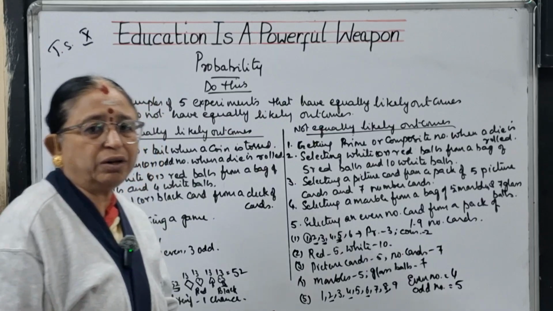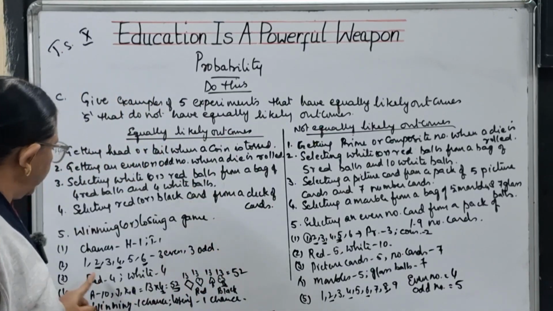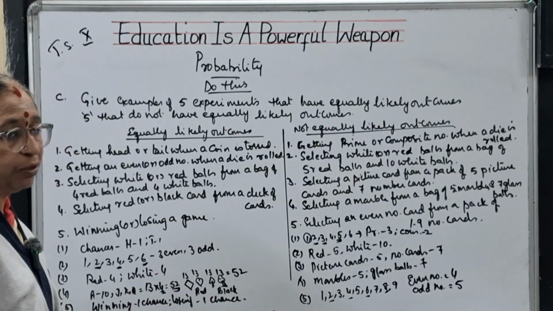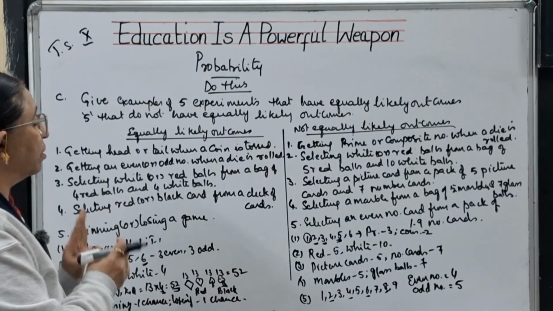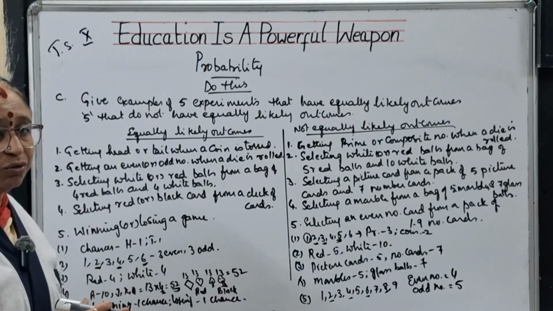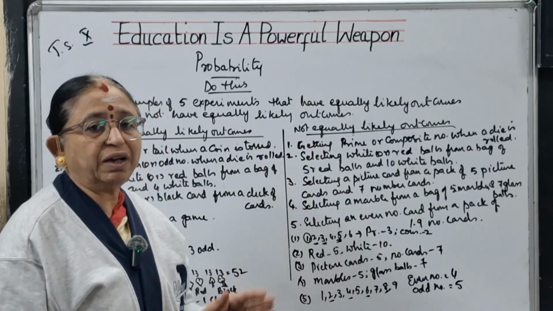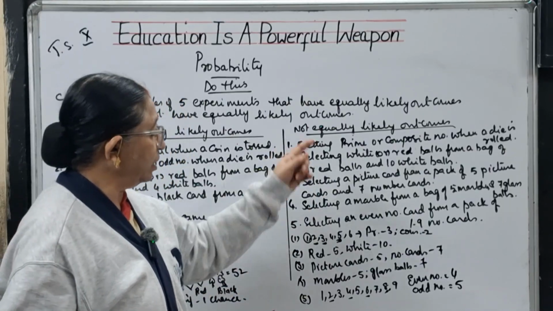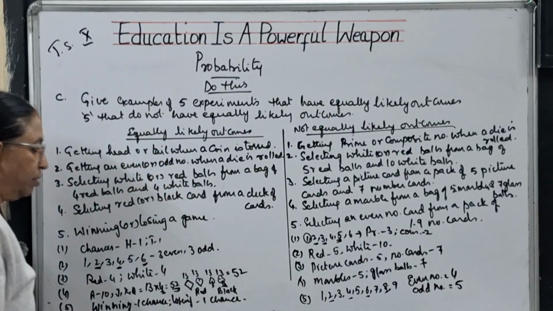So what are we understanding with these, children? Equally likely outcomes should have the same number of outcomes. The chances should be the same, then they are called equally likely outcomes. And not equally likely outcomes means the chances will be different, one is less, one is more. Please go through it, children.